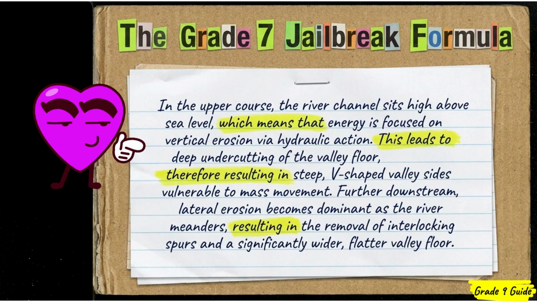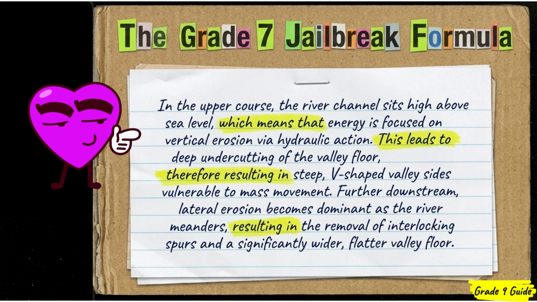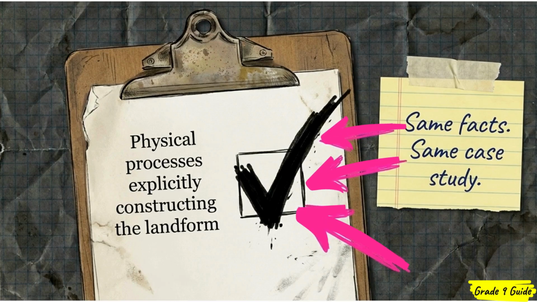In the upper course, the river channel sits high above sea level, which means that energy is focused on vertical erosion via hydraulic action. This leads to deep undercutting of the valley floor, therefore resulting in steep, V-shaped valley sides vulnerable to mass movement. Further downstream, lateral erosion becomes dominant as the river meanders, resulting in the removal of interlocking spurs and a significantly wider, flatter valley floor. Same facts, same case study, but now the examiner can see the physical processes explicitly constructing the landform, and that is an immediate top marks response.